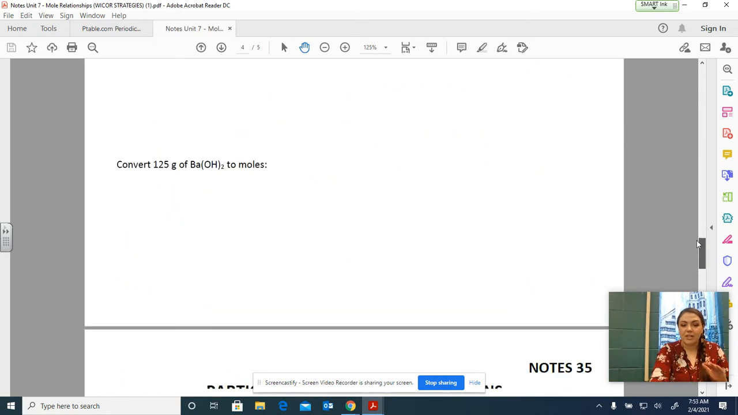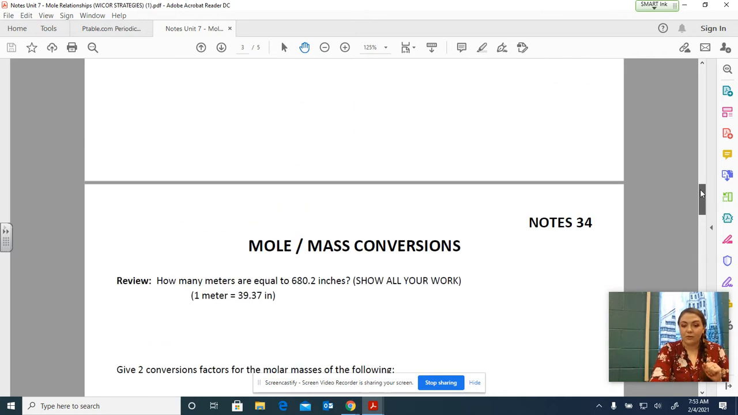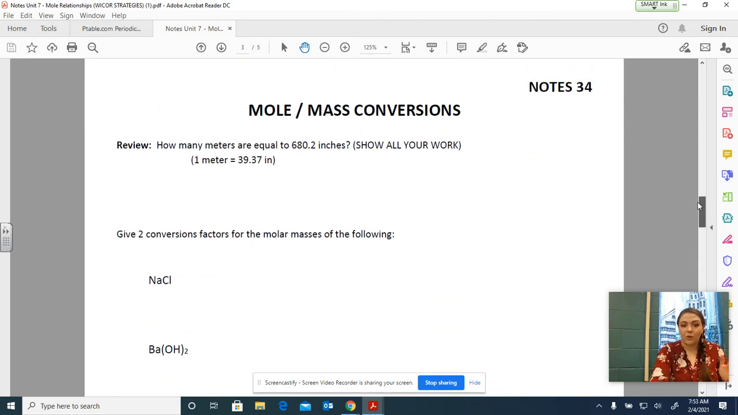Okay, so yesterday we did our mole mass conversions, and that was a one-step problem going from if I have this many moles, well, how much is that in grams? How much do I weigh out? And you use your molar mass, which means I add up the mass on the periodic table. I use my molar mass as my conversion factor.